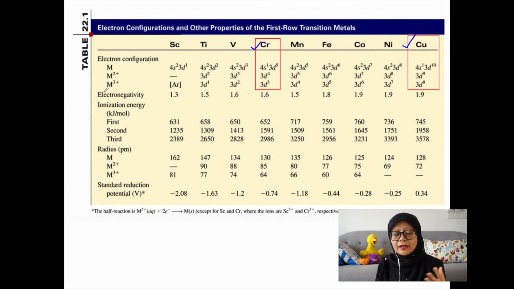Other than that, in this table we have the values of electronegativity, ionization energy, radius, and standard reduction potential. This is what we will learn about in part 2: the electronegativity, ionization energy, and atomic radius. So I think this is all for part 1.